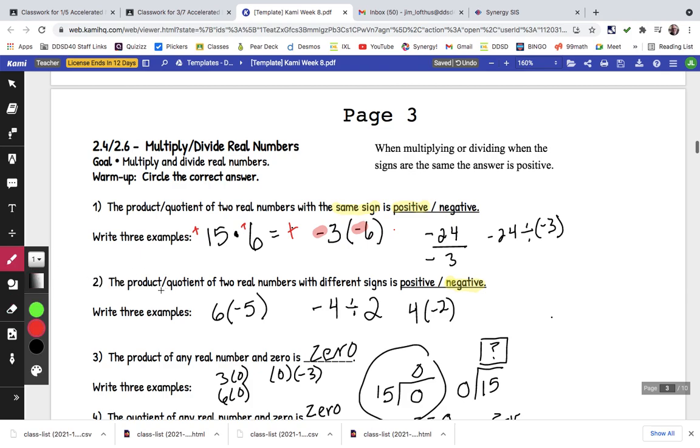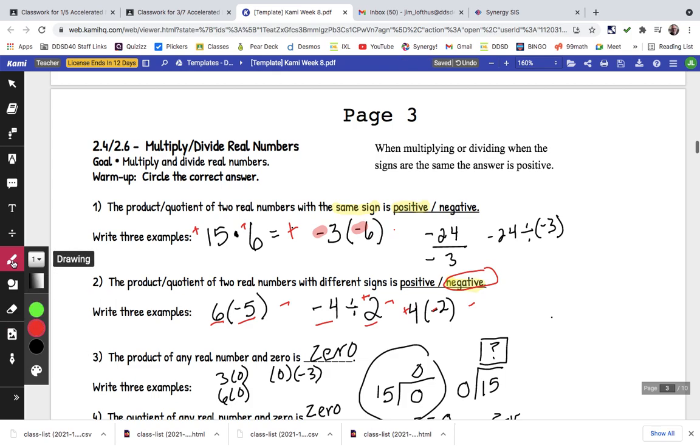So the product or quotient of two real numbers with different signs is negative. So this is a positive 6, that's a negative 5. So the answer is going to be negative. Negative 4 divided by a positive 2. There's really a plus in there that we don't see. They have different signs, and the answer is going to be negative. Positive 4 times a negative 2 has a negative answer. So the answer will always be negative.